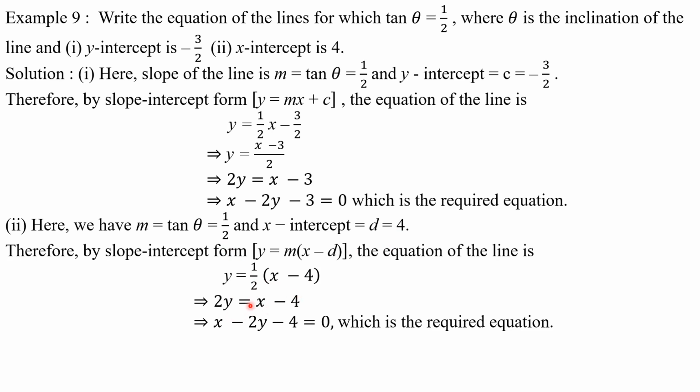Right. By cross multiplication, we get 2y is equal to x minus 4. Understood this step, my children? Right. This implies we transpose 2y to the RHS. Then it becomes x minus 2y minus 4 is equal to 0, which is the required equation. Understood this point, my children? Understood this question? Right.